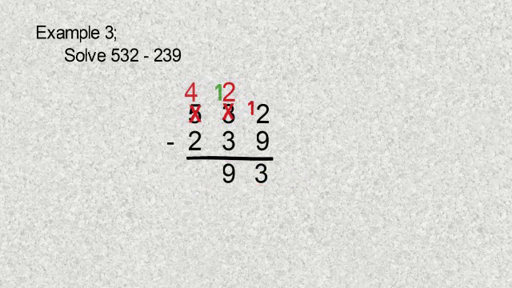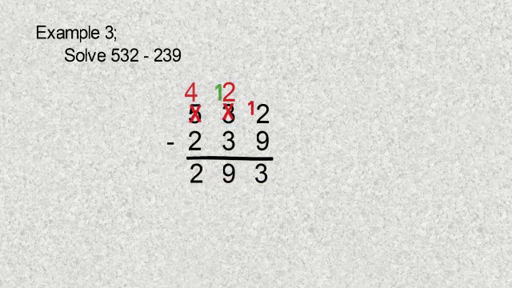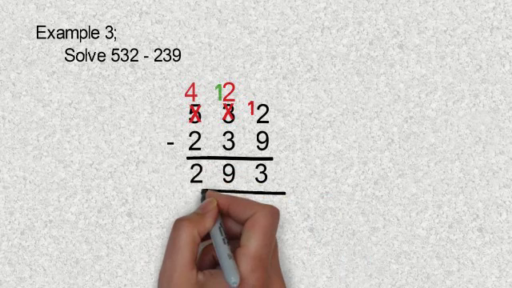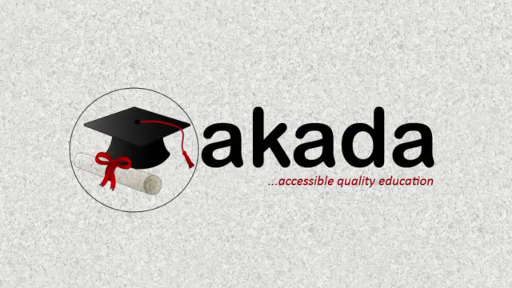Then we go to the next one. We have 4 already because we have removed 1 from the 5. So 4 minus 2 will give us what? 2. So we have our answer to be what? 293 is our answer.